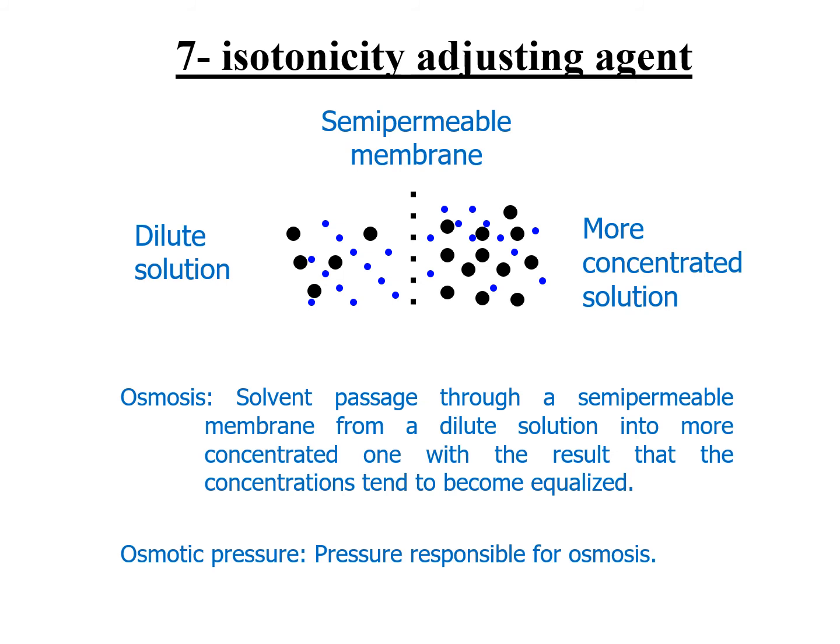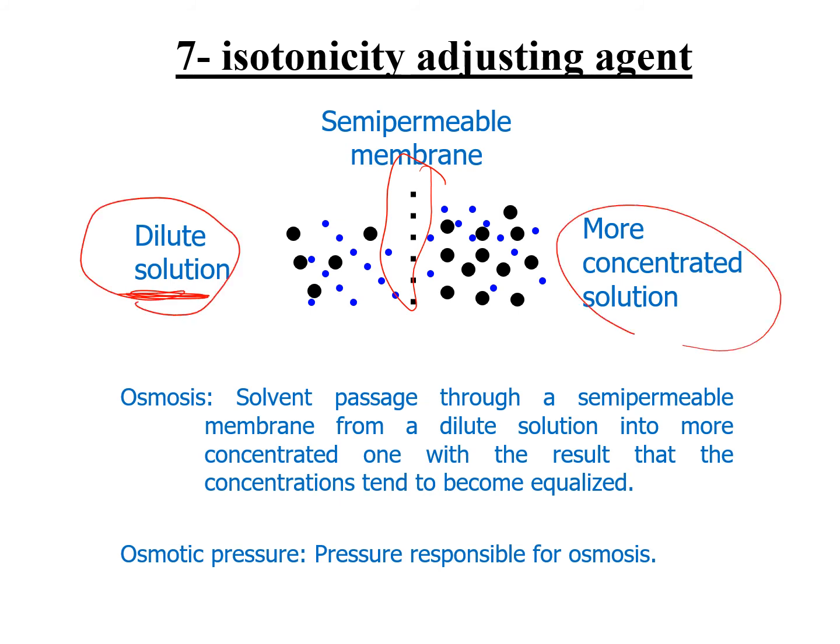A very important excipient here is the isotonicity adjusting agent. Before talking about this excipient, we need to remember what osmosis and osmotic pressure are. If you have a semi-permeable membrane, and on both sides of this membrane, here there is a dilute solution, and here there is a concentrated solution of any drug. The diluted solution has more water, and the concentrated solution has less water.